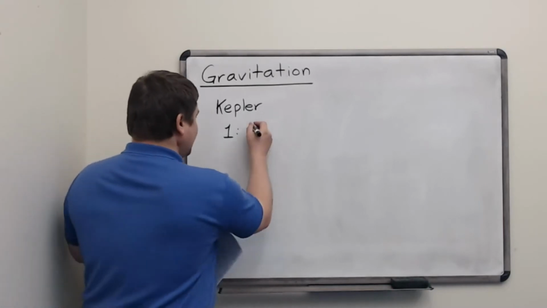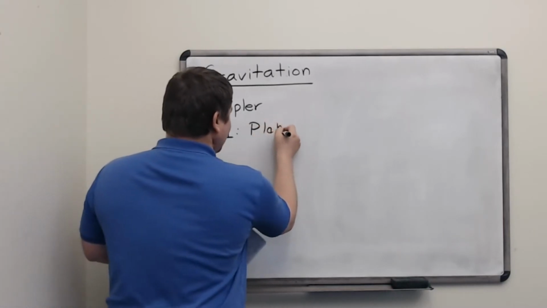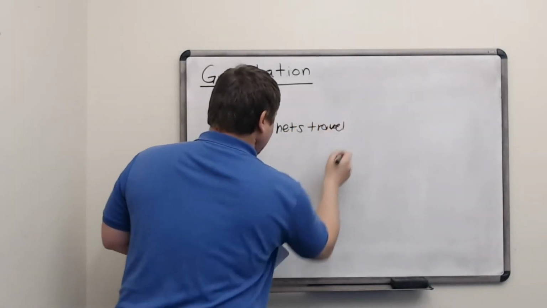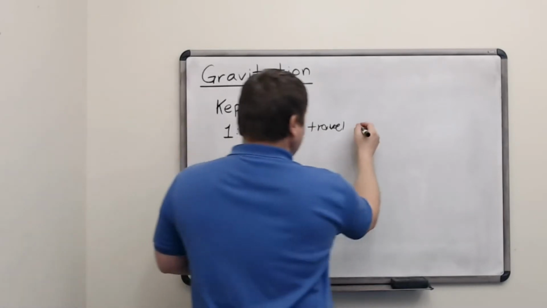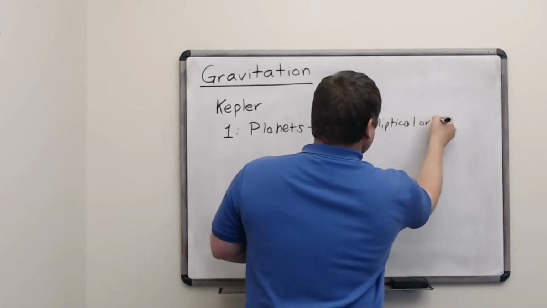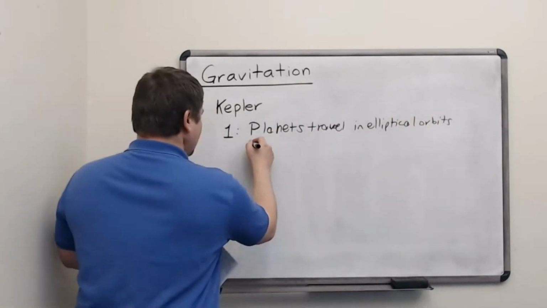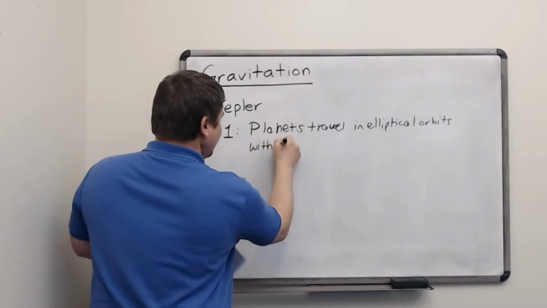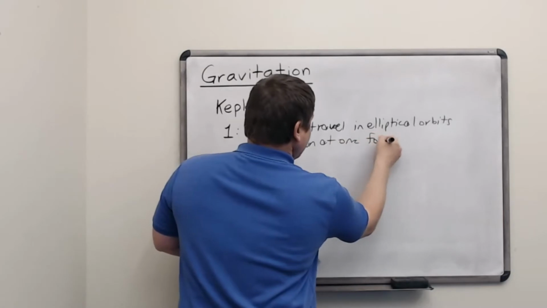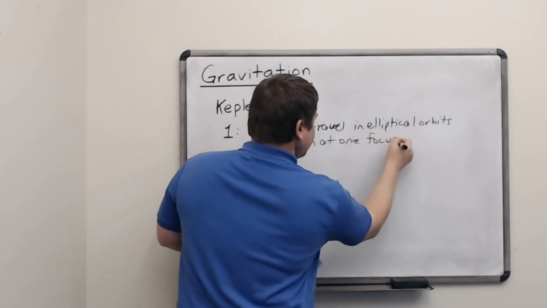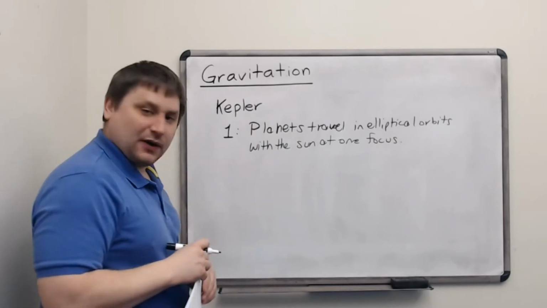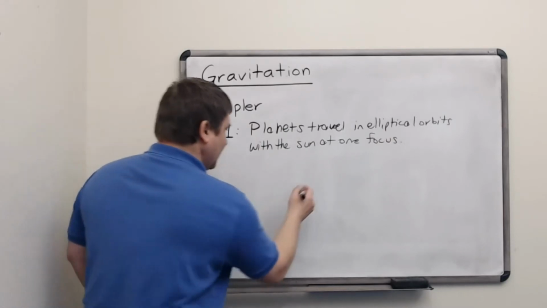The first one states that the actual shape of a planetary orbit is a geometrical shape called an ellipse. So planets travel in elliptical orbits with the sun at one focus. So we need to say a little bit about what an ellipse is and what's a focus to understand Kepler's first law.